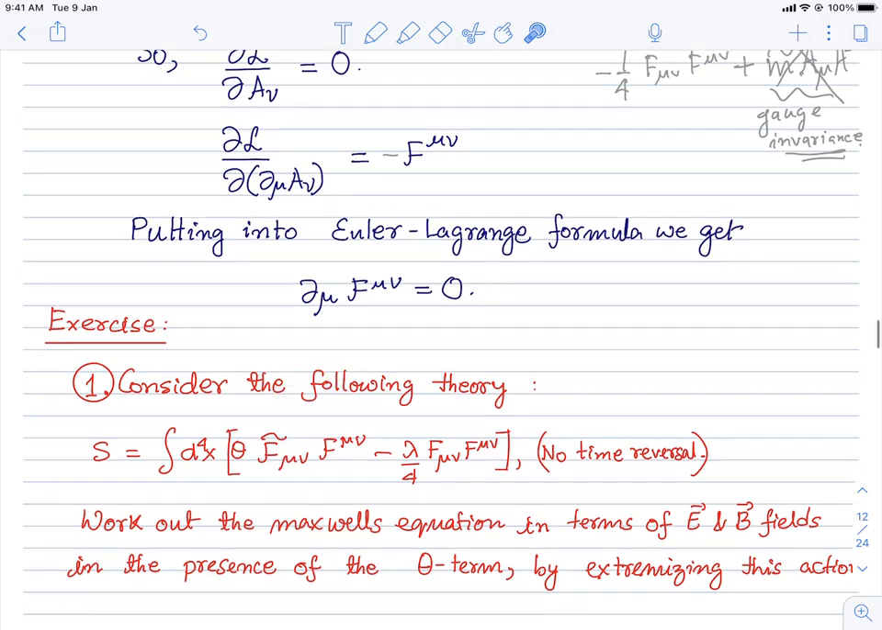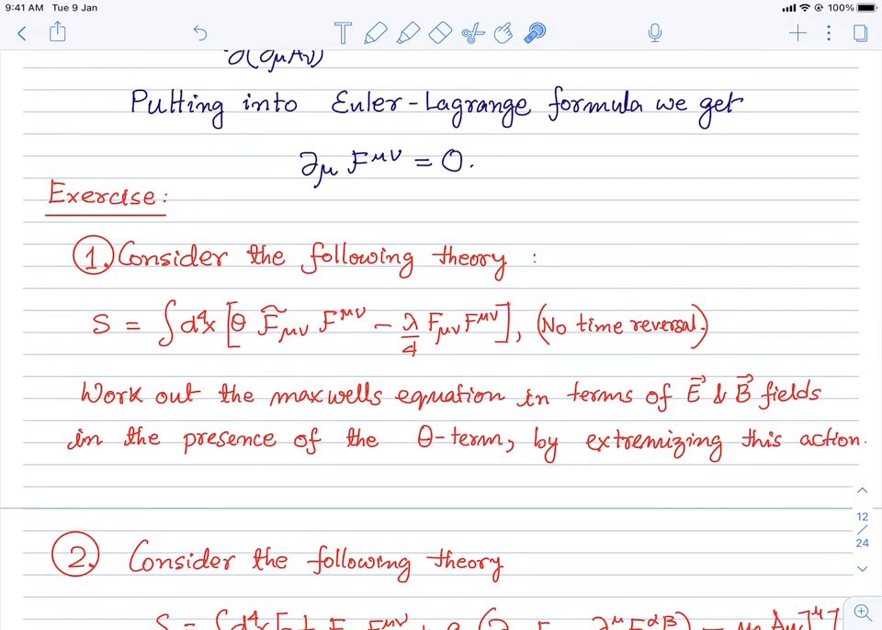I would like you to start from here and work out the equations of motion. What is the equation of motion and how does it get modified if we have this kind of theta term? And I want you to study whether or not it is time reversal invariant. First, write the equation of motion in terms of electric and magnetic fields, and then study its symmetry with respect to time, whether you can make it time reversal invariant or not. So this I want you to study.